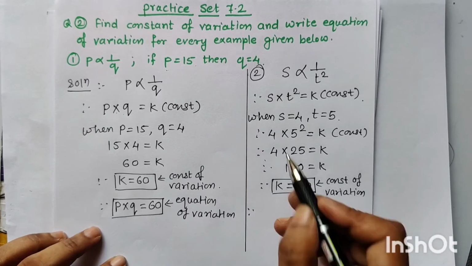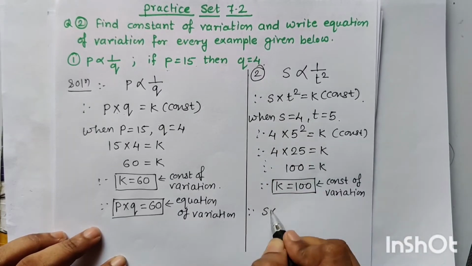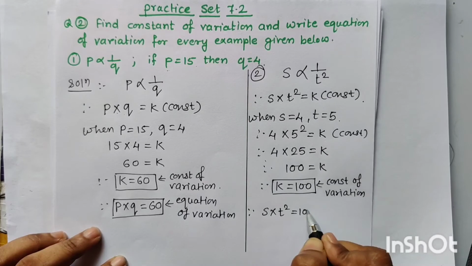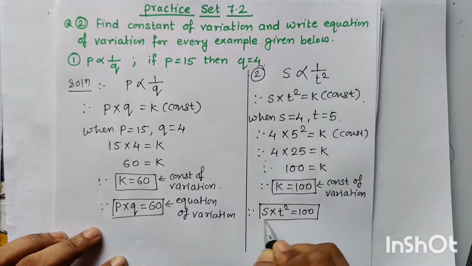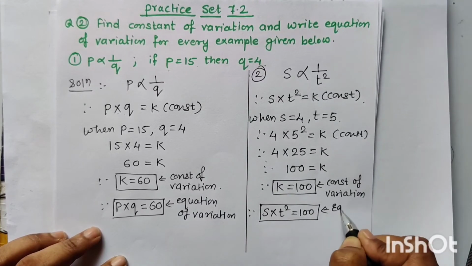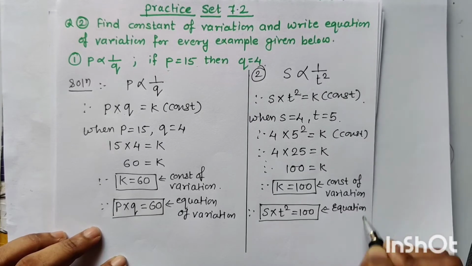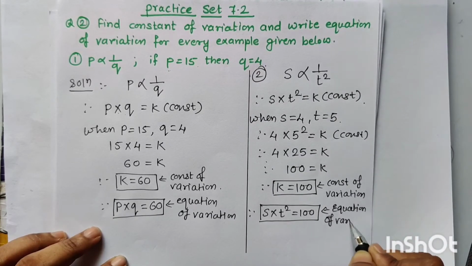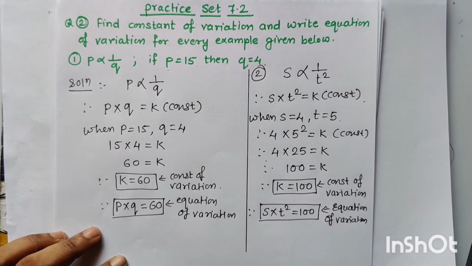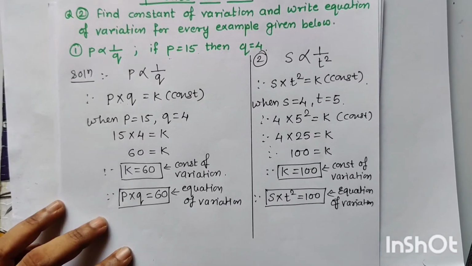And what will be the equation of variation? S multiplied by t square is equal to 100 is the equation of variation. In this way, solve the fourth sum also.